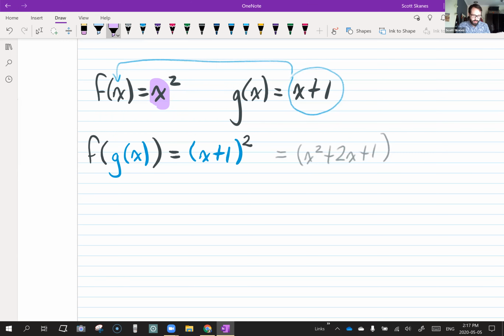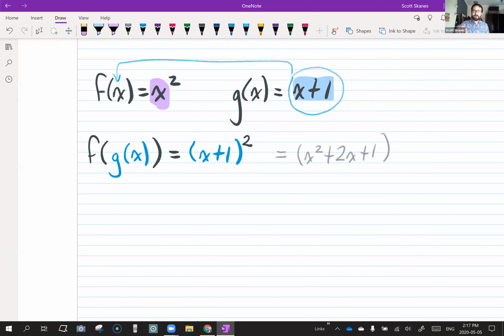Yes, x. I'm taking this other function, g of x, which is x plus 1, and I'm putting it inside for x. So it used to be... Oh, so you're putting g inside of f, not the opposite.